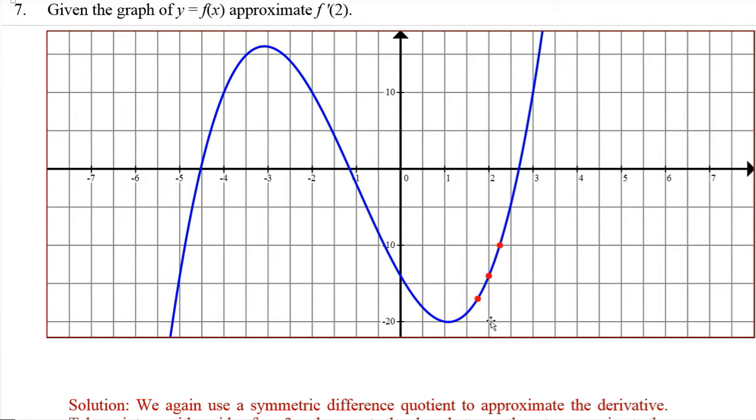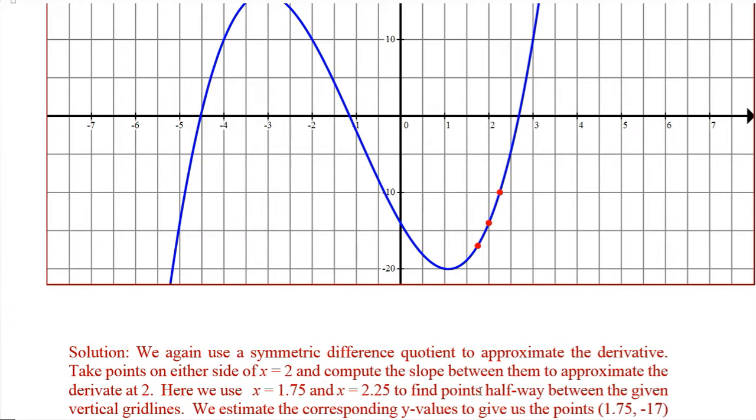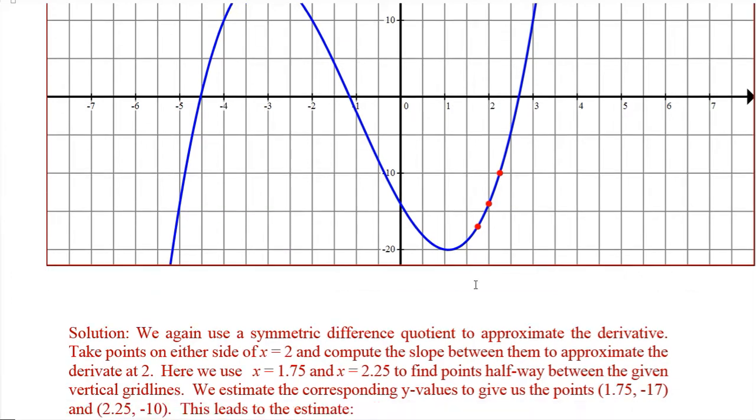We need to estimate these y values. So we're using x is 1.75 here, and x is 2.25. So again, for delta x, 2.25 minus 1.75 is 0.5. Now we just have to find the y values. So I estimate this one here to be about negative 17. So this is negative 10, negative 20. There's negative 15. So if you break this up into 5 equal pieces, that looks like about 2 of them. So that's about negative 17. And that one looks like it's right on a grid line. So that looks like that horizontal grid line. That looks like it's right at negative 10.